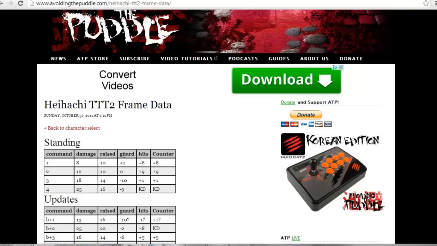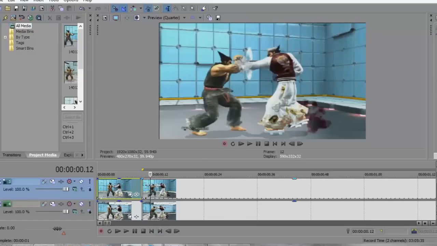The guard means if the opponent blocks your move, how long will it take you to recover back to your original position. If you have plus frames, you are safe, and you will recover earlier than your opponent. If you get minus frames, you are at risk, and there is a chance that your opponent might punish you back. Okay, let's get back to the clip.